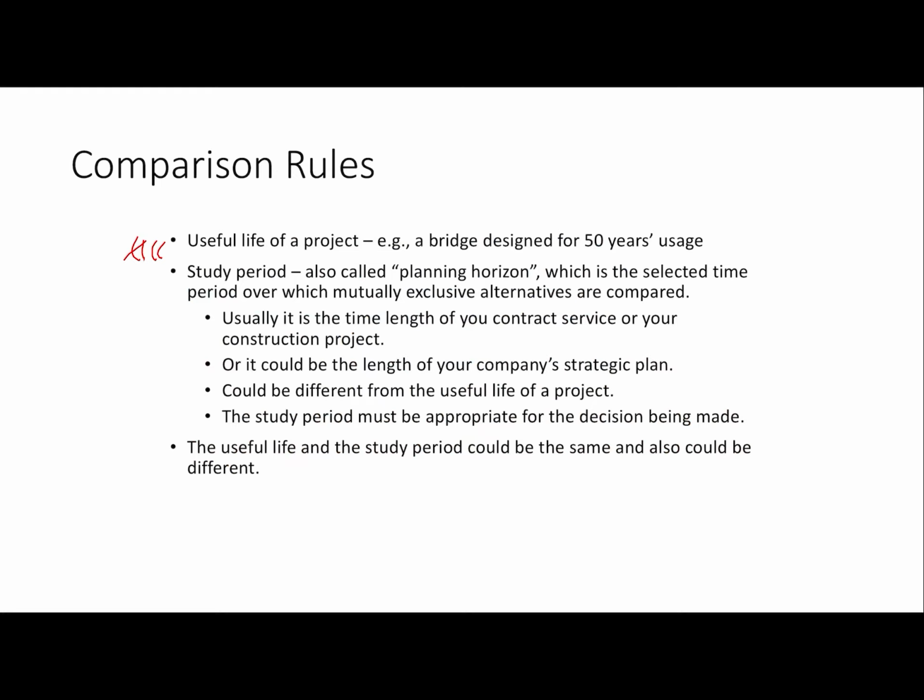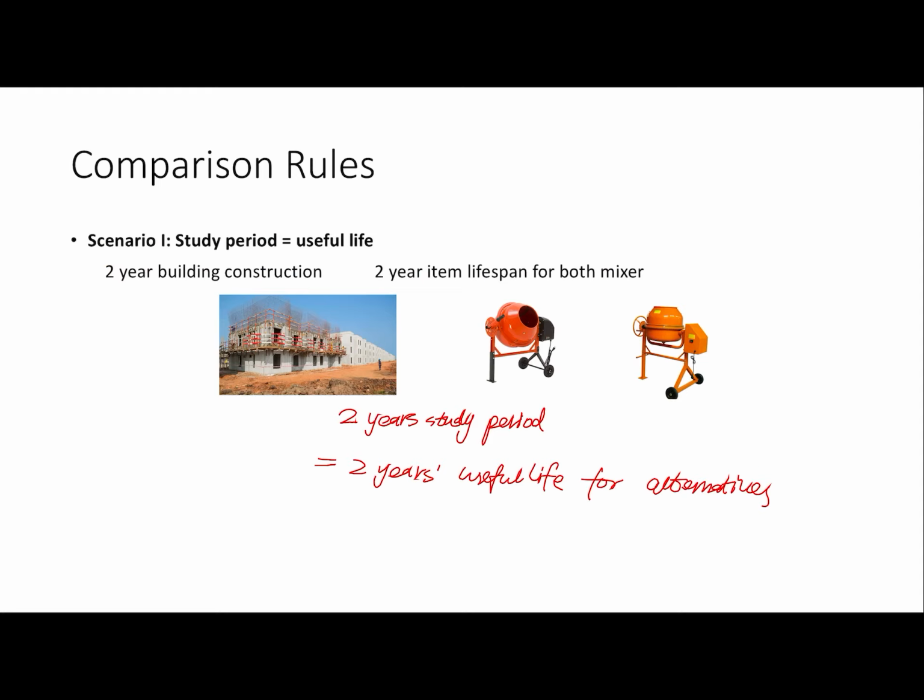And then we talked about the comparison rules once you have multiple alternatives. So the basic rule is you want to make sure the study period is equal to the useful lives of all the alternatives. If not, you have to do some adjustments. One scenario you can have is that the study period is the same as the useful life, and then you don't have to do any adjustment. You just draw the diagrams and convert all the cash flows for each alternative to the same time spot, either present or future or annual. And then you compare which one gives you the greatest positive number or the least negative number.